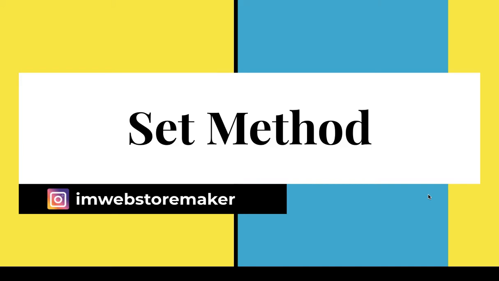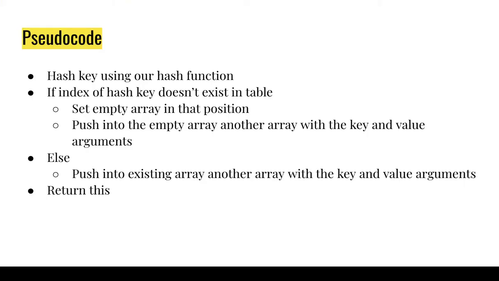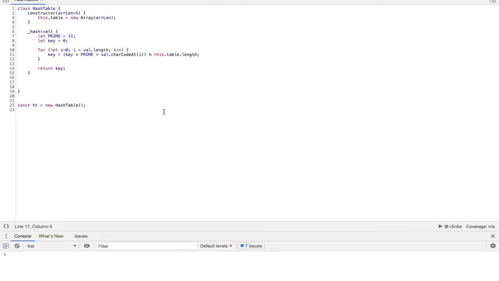In this video, I'm going to show you how to create a set method for a hash table. Okay, so this method, we're going to call it set, is going to take two arguments, the key and the value.